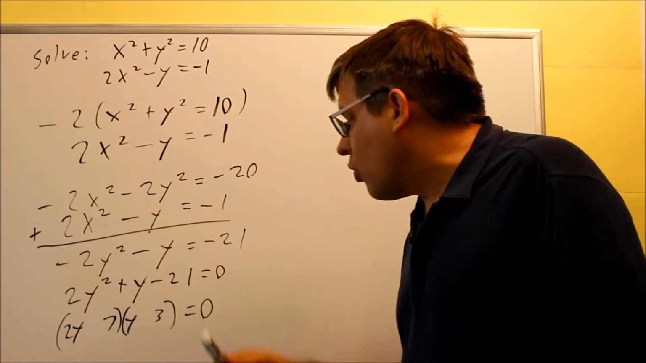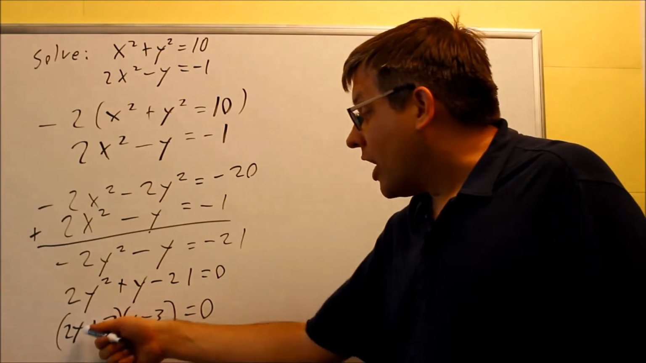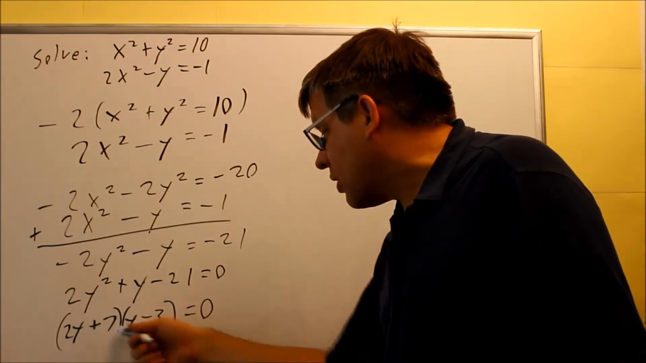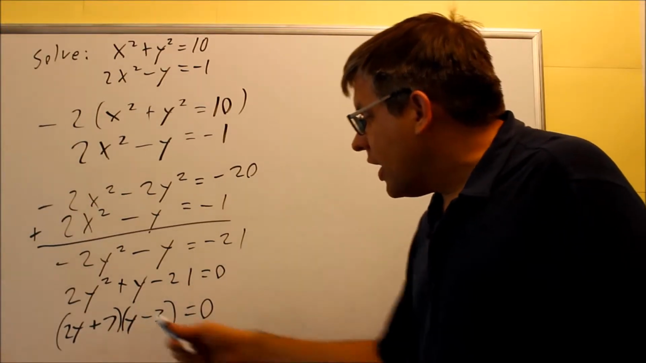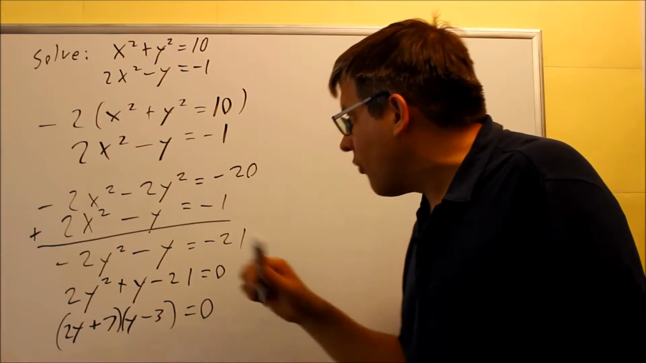So I will be able to get a 1 there. If I make this minus and make that plus, I get 2y plus 7, and then y minus 3. I would get 2y squared minus 6y plus 7y, which gives me the 1y in the middle, and then I get 7 times negative 3, which is minus 21. So this is the correct way to factor.